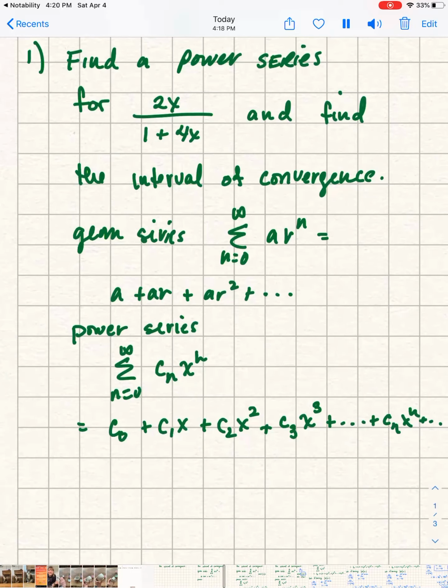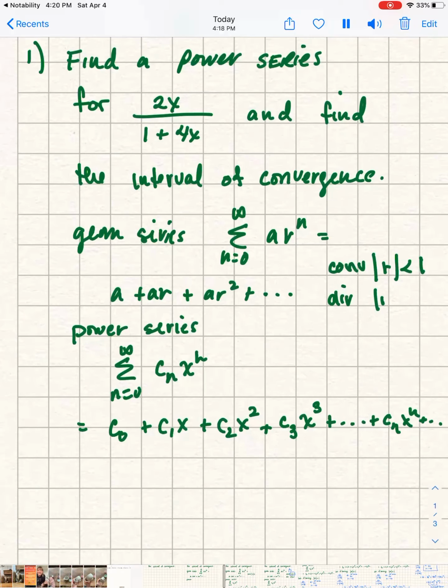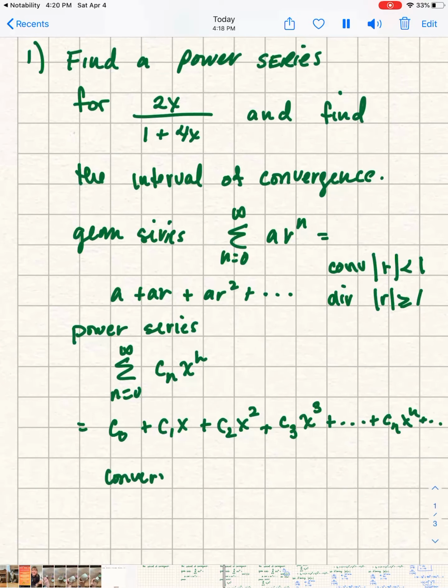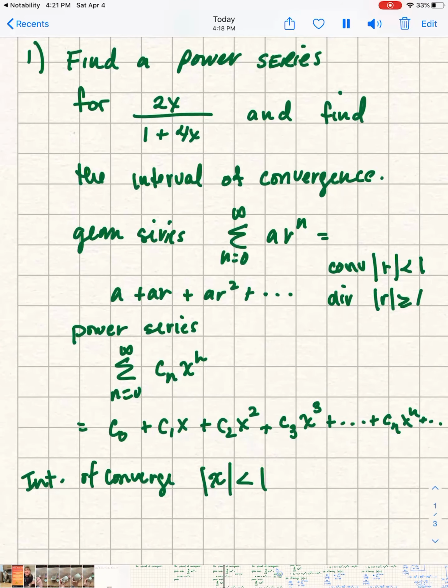Now, when we talked about convergence for a geometric series, it was between -1 and 1, or the absolute value of r had to be less than 1. If it diverges, you knew that the absolute value of r was going to be greater than or equal to 1. And this works the same way with the power series. So in order for something to converge, and they call it the interval of convergence, the absolute value of x needs to be between 1 and -1, okay?